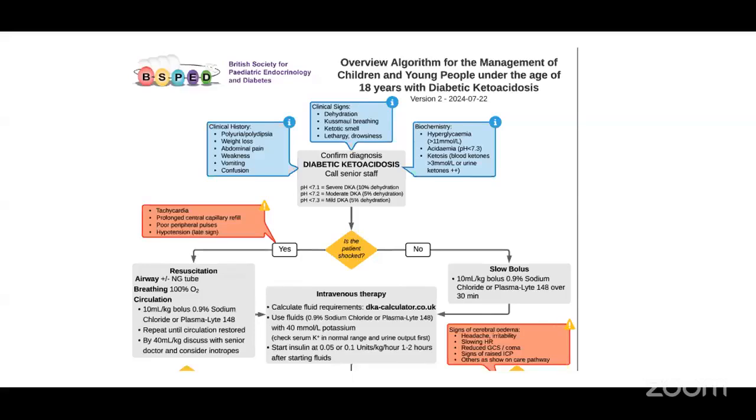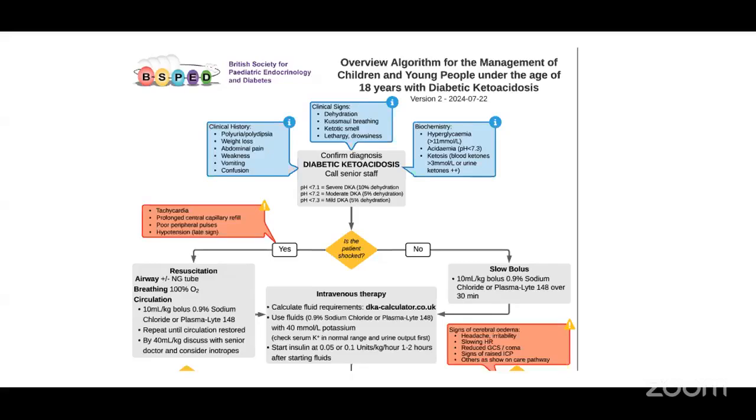Then the second thing to notice is whether the child is in shock or not. If the child is not in shock, then you start with a bolus of IV fluids at the rate of 10 ml per kg. 0.9% normal saline is started, or Plasma-Lyte, over 30 minutes.